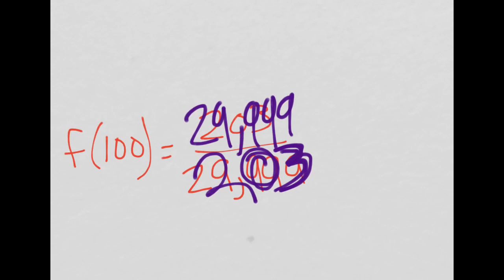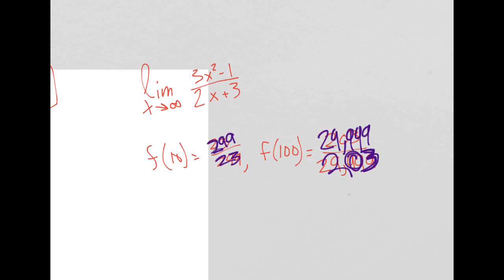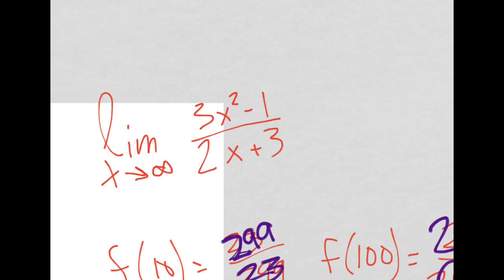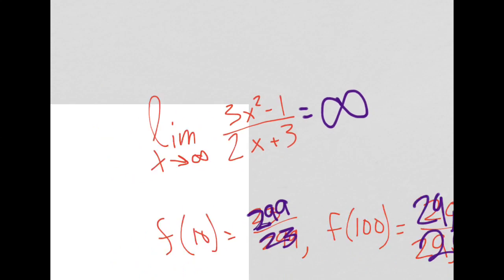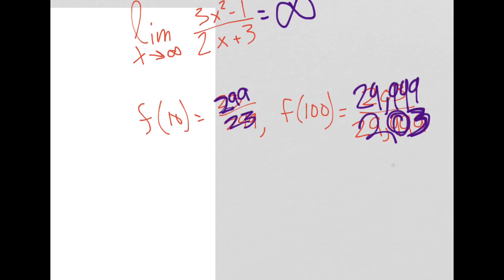And as we continue this for bigger and bigger values of x, 1,000, 1,000,000, 10 billion, the numerator of our fraction gets so much larger than the denominator, which means that our fraction is continuing to grow bigger and bigger and bigger, and this will happen forever, and so this limit will be positive infinity. But think about what happens in the other direction.